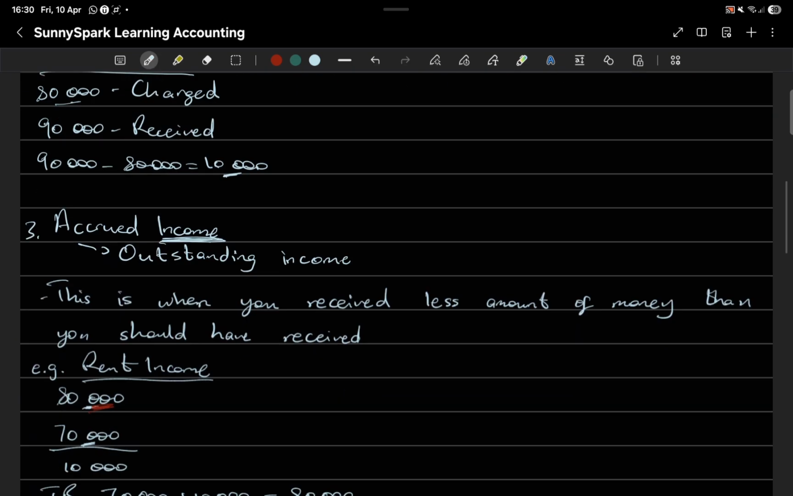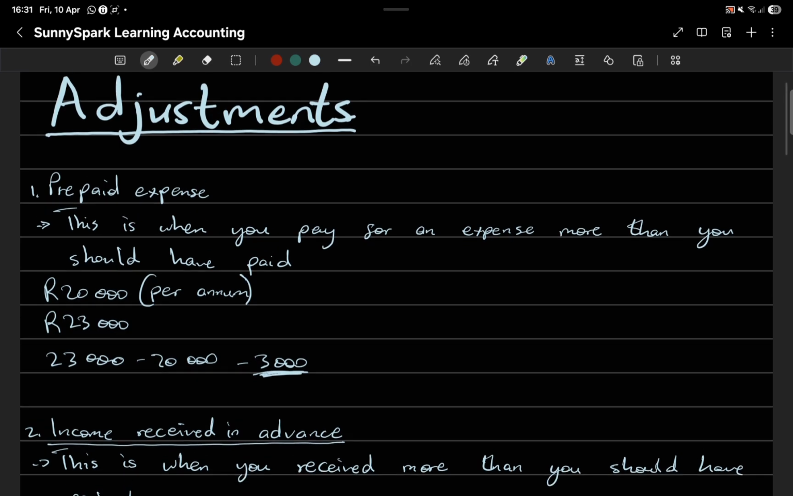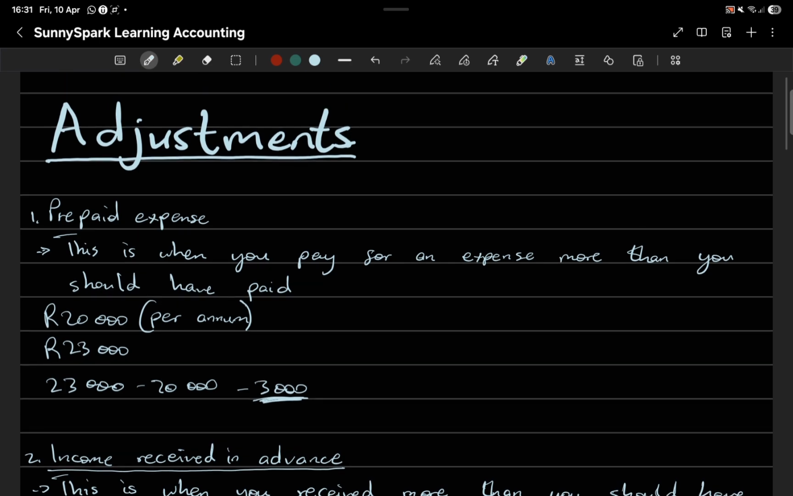Okay, now in the next video I'll do two adjustments, giving you an example for one of these adjustments or two of them.